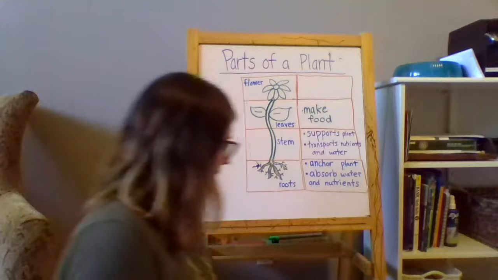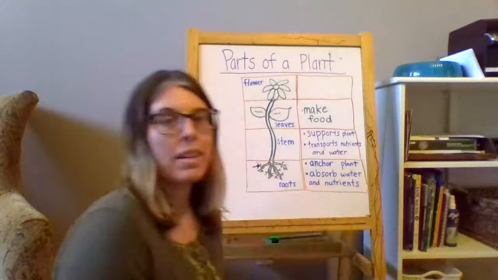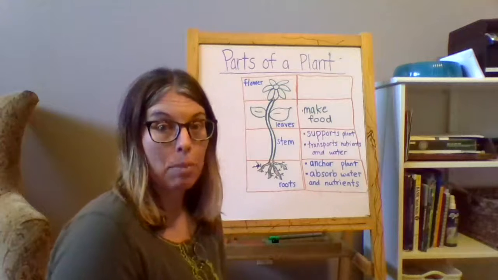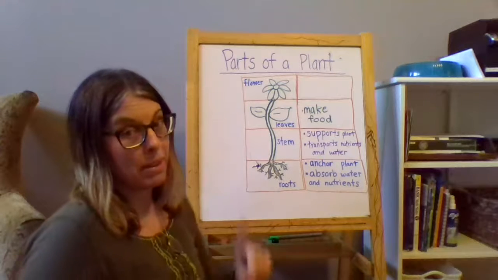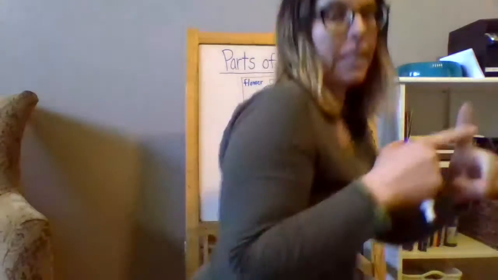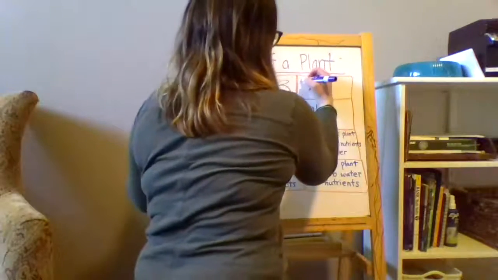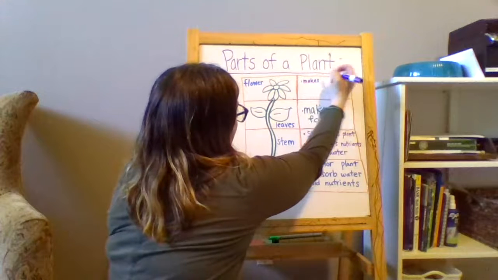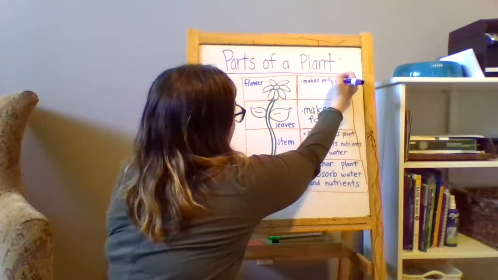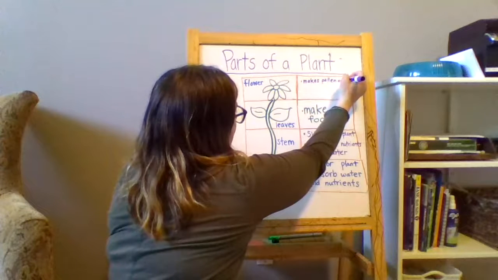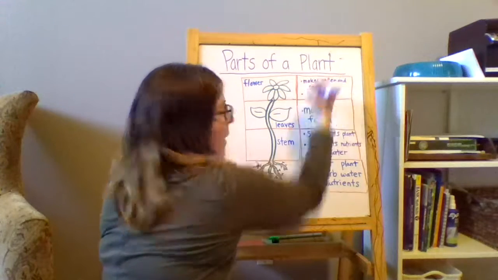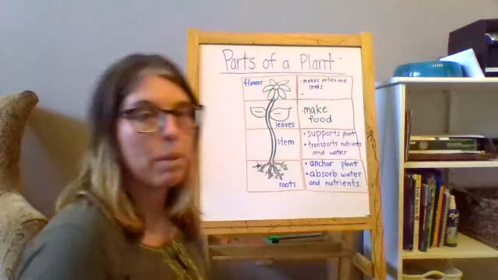The flower makes pollen and seeds so that the plant can reproduce. So that's one job. So it makes pollen and seeds. So let's write that. Makes pollen and seeds. Okay. And that's so the plant can reproduce. So it makes pollen and seeds so the plant can reproduce.